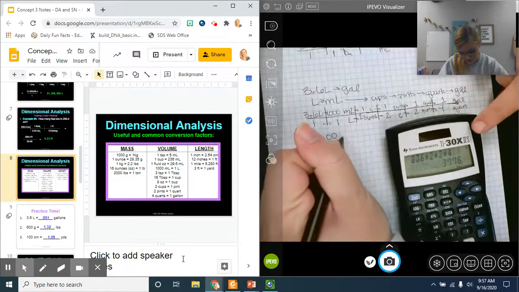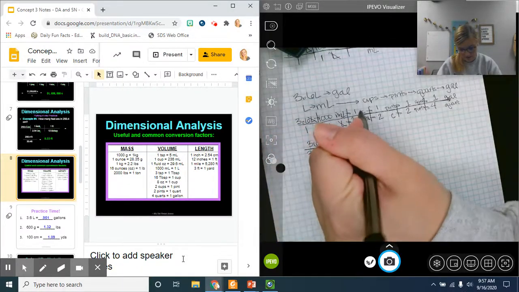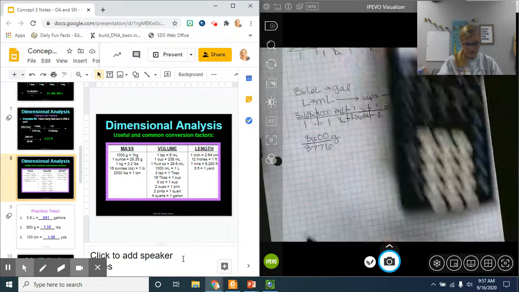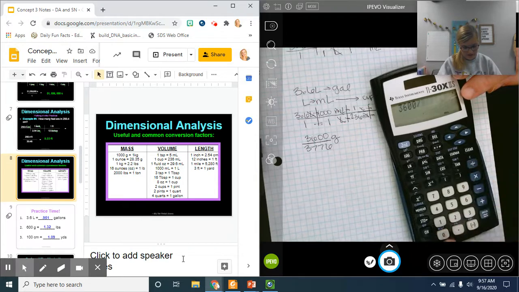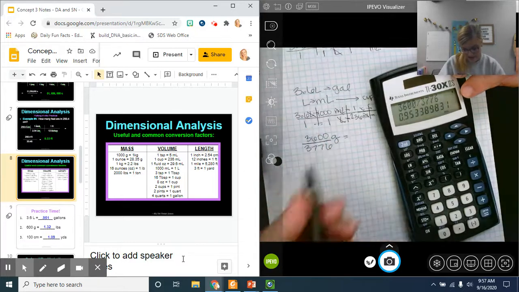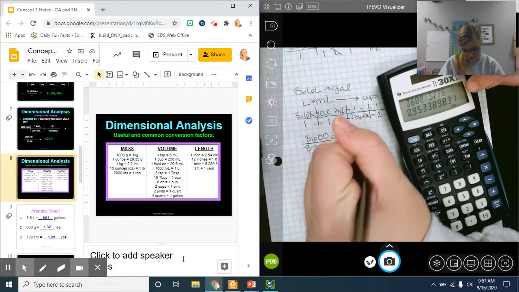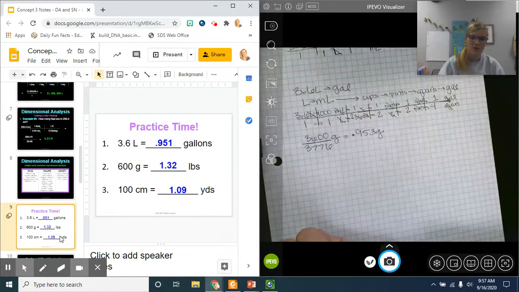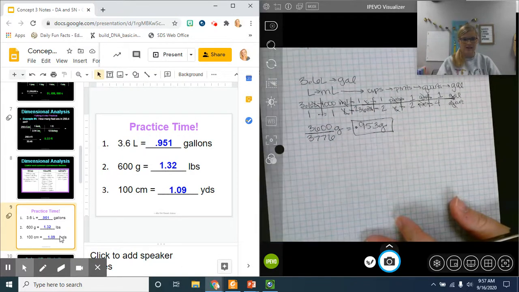And the only unit that I have left is gallons, because if I go through here, I can cross all these units out, because that's why I alternated where they were at. Now I use my calculator to do 3,600 divided by 3,776, and I get that 3.6 liters equals 0.95 gallons. They got 0.951. I'm going to call that good. So I boxed that in, and that is my answer.